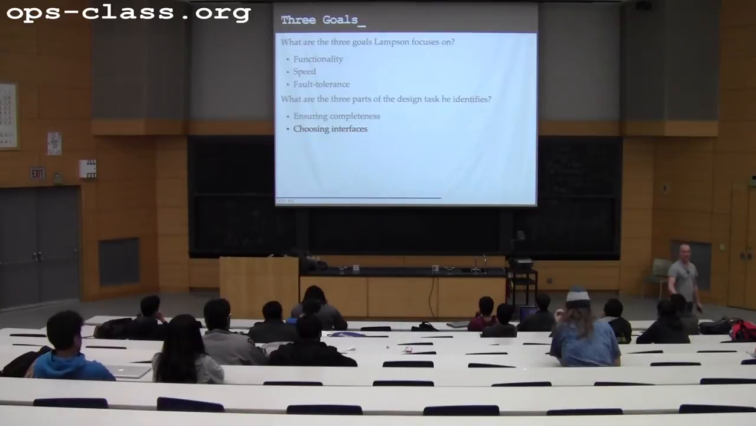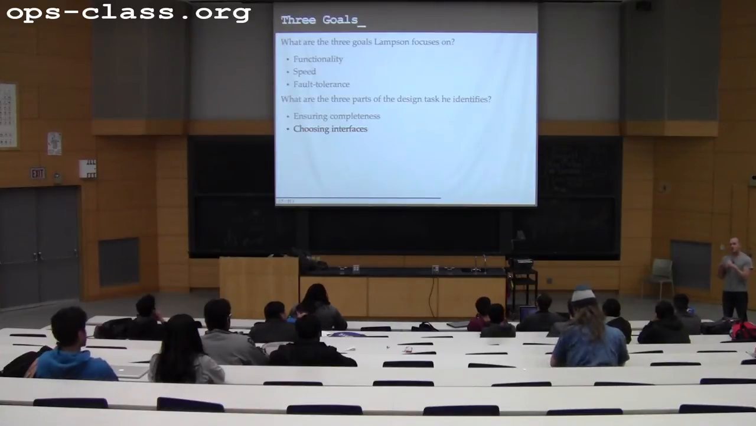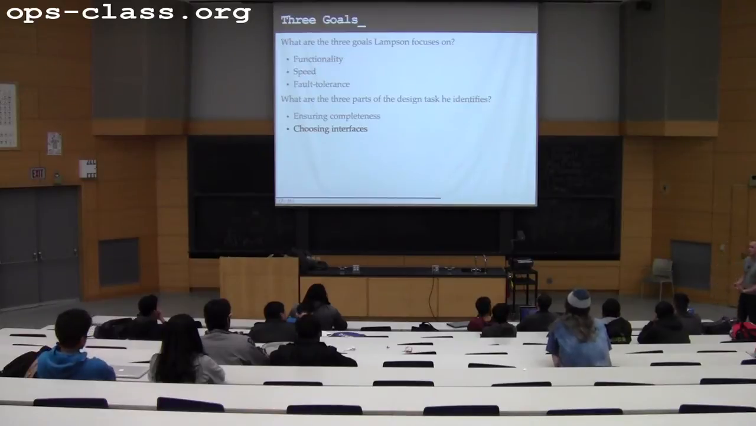The second part is designing interfaces, or as he puts it, choosing interfaces. Now, clearly these two parts are related because in order to make the system complete, I need to use the right interfaces. But even constraining the system to be complete, I still have a lot of choices frequently in terms of how I design the interfaces.